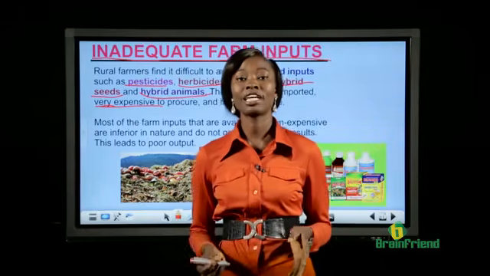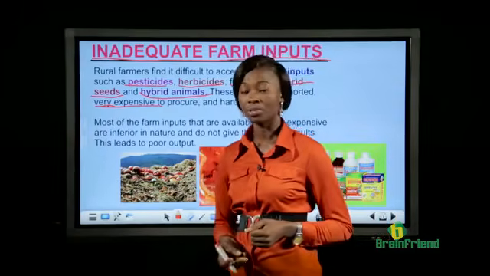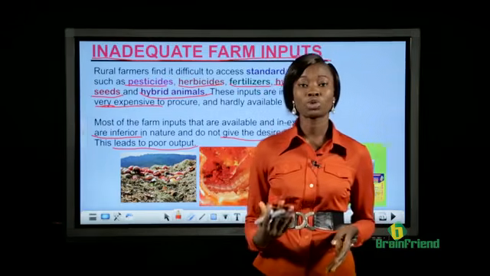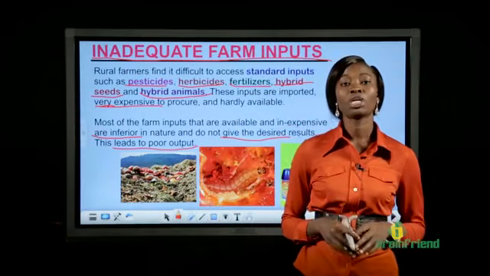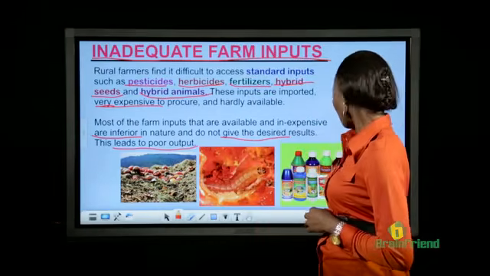Now, because we established that most farmers in Nigeria are peasants, they cannot afford some of these inputs. Most of the inexpensive inputs that are available in our society are of very low and inferior standard. Therefore, they do not give the desired results, and this will lead to poor output. This is because some of these inputs are supposed to nourish the soil and protect the crops from destruction in order for the farmers to have a good output.